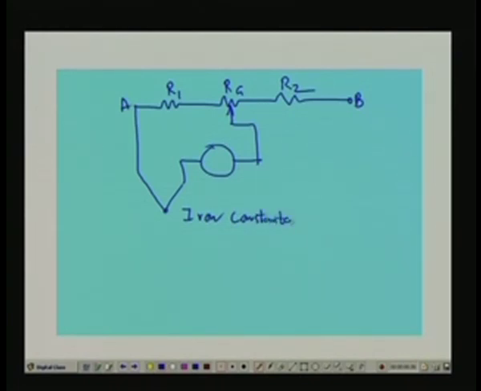Iron constantan thermocouple, right. So it has a range, 150 degree centigrade to 650 degree centigrade, right. So the current is 3 milliampere, is it not? This is given. So let me now make the solution. So the current is 3 milliampere.